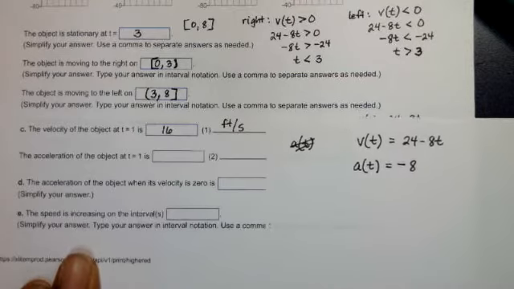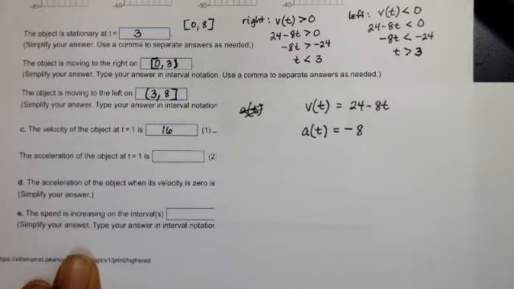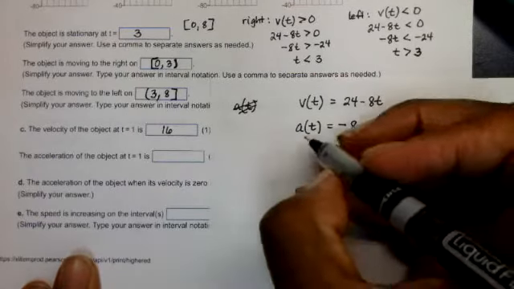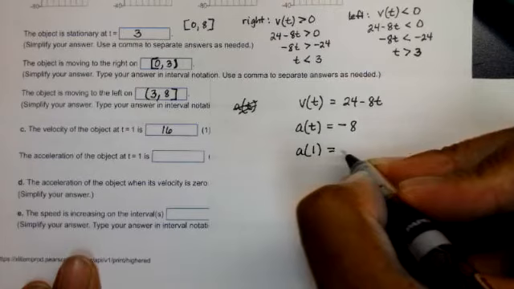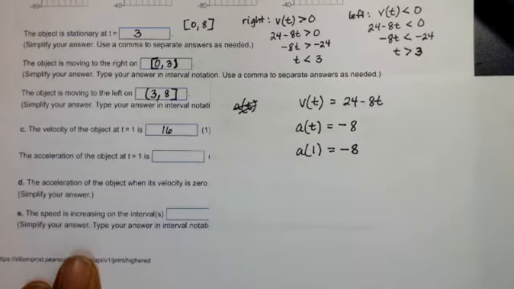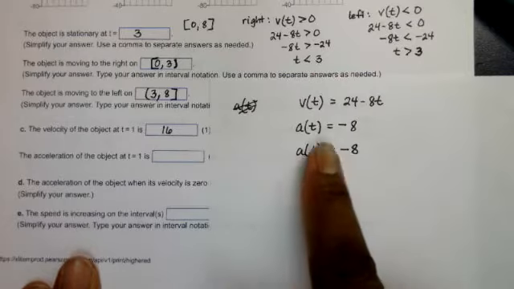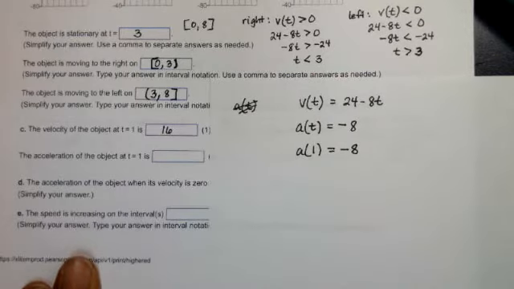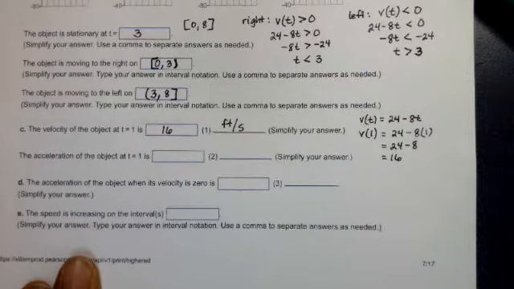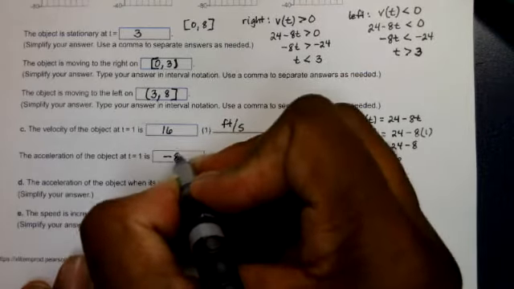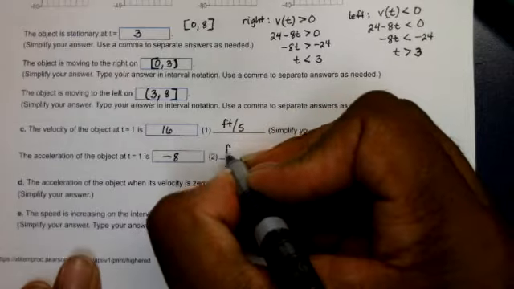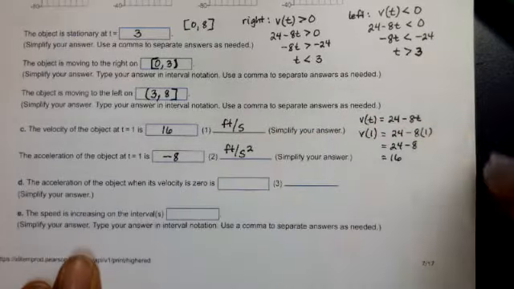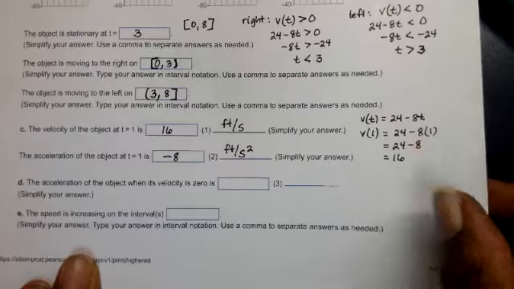Okay, and they ask for the acceleration of the object at t is equal to 1. So that means a of 1, well, it's a constant, so it's still going to be negative 8, because the acceleration, if you graph it, is going to be a straight line. So any value of t will still be negative 8. So a of 1 would just be negative 8. Now this time, acceleration will have this unit, feet per second squared. Since velocity is feet per second, the acceleration would be feet per second squared.